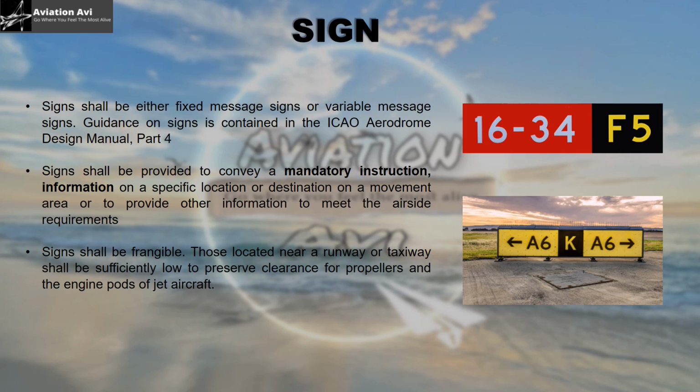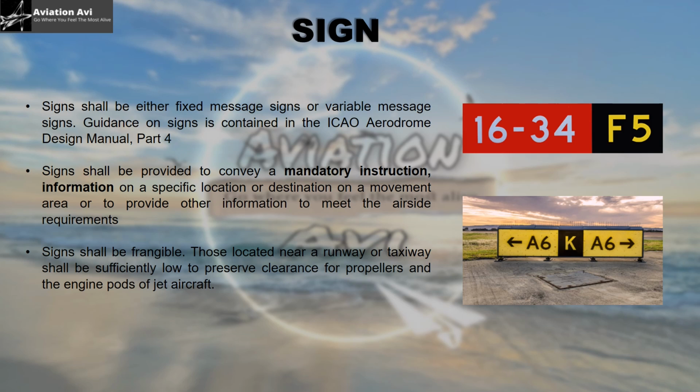Signs can be provided to convey a mandatory information on a particular specific location or destination on a movement area, or to provide other information to meet the airside requirements. So why do you actually provide signs? It is to give any mandatory instruction that you must follow, or to provide an information as to where you are going or what is coming up or where you are at an aerodrome. So this is the purpose signs are provided at an aerodrome.